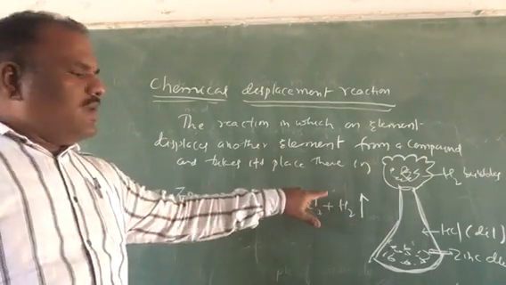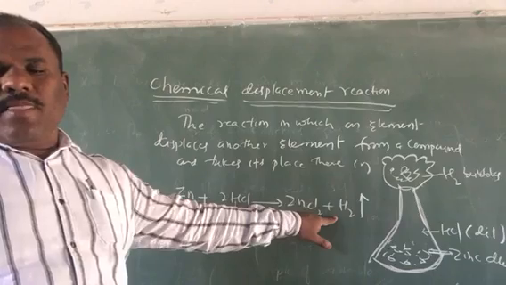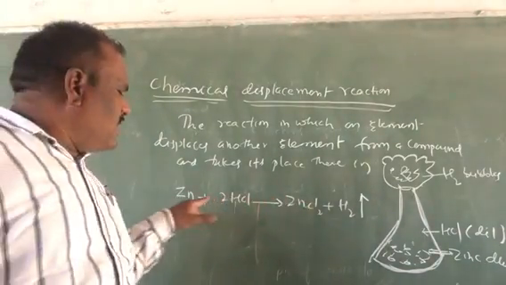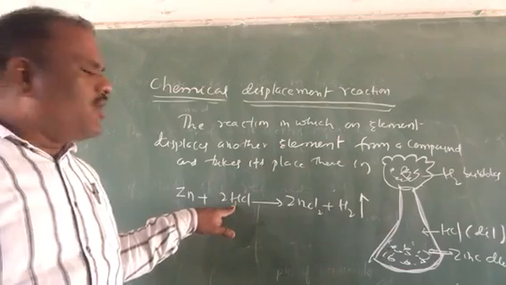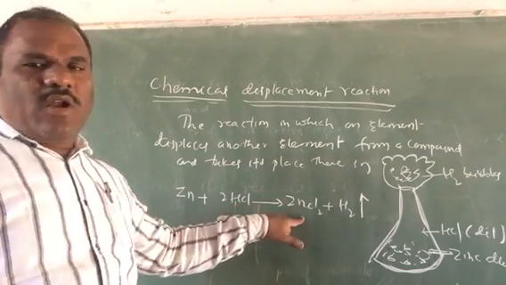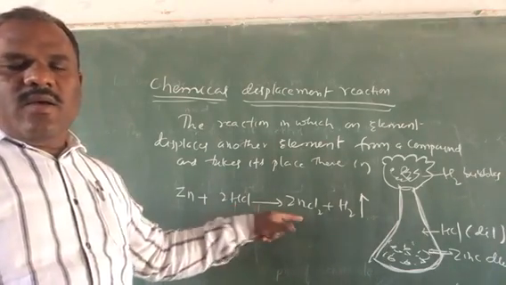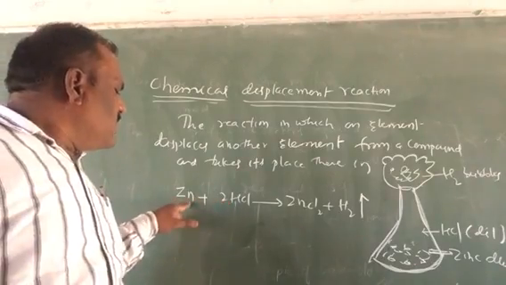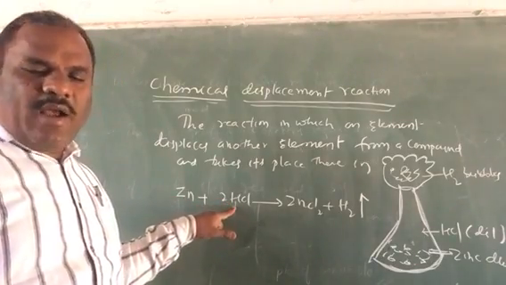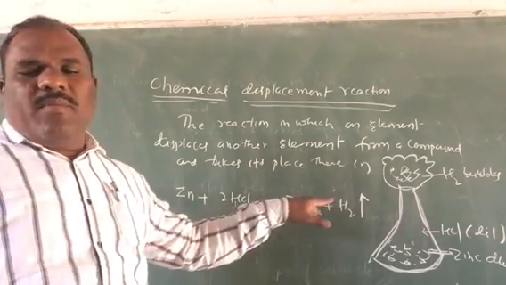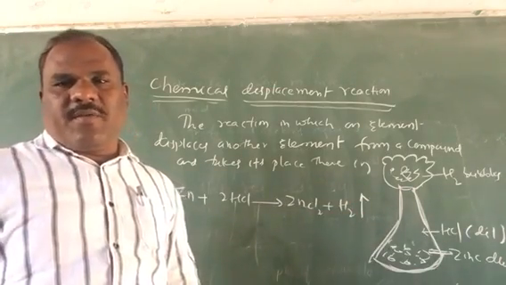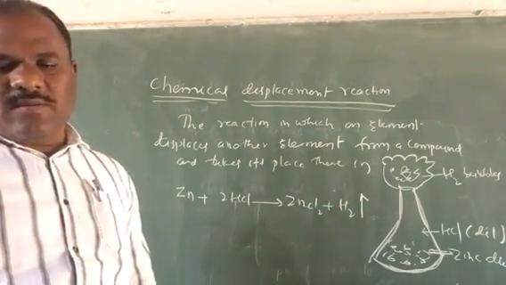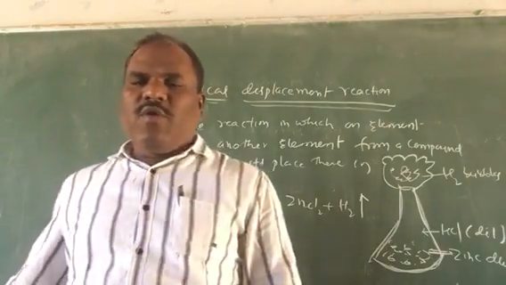In the above reaction, the element zinc displaces hydrogen from hydrogen chloride and forms zinc chloride and releases hydrogen gas. So this is the best example of a displacement reaction. Let us take one more example, children.